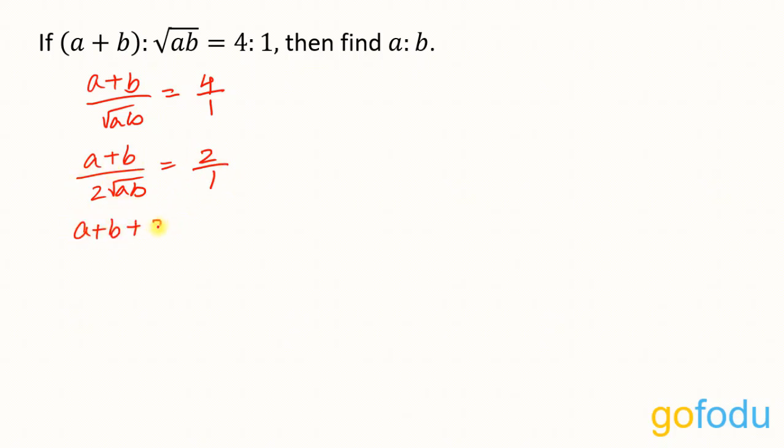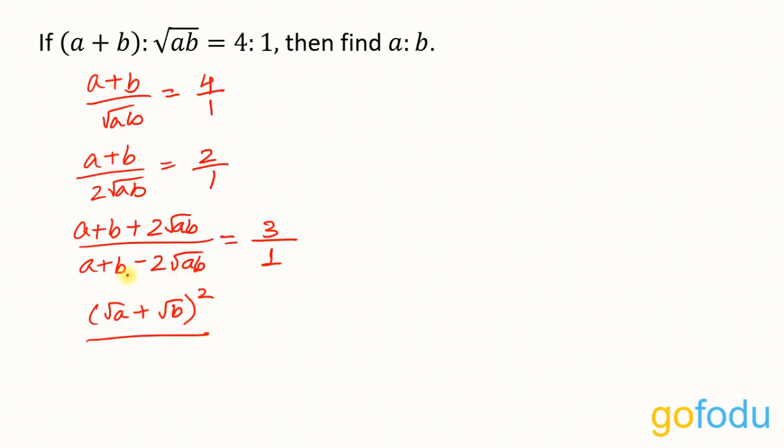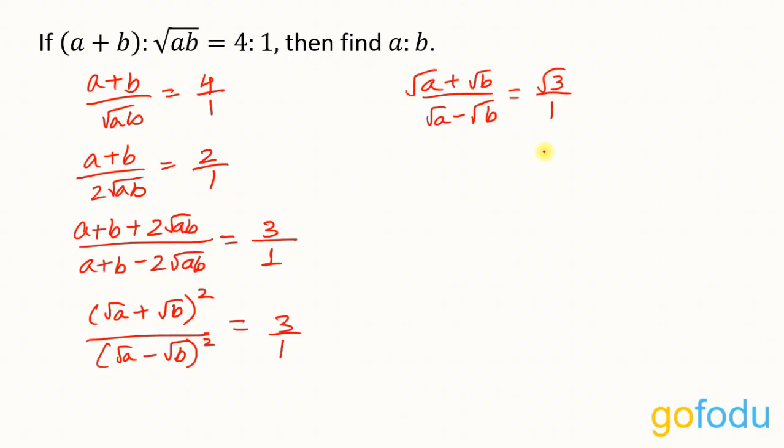(a + b + 2√ab) upon (a + b − 2√ab) is equal to (2 + 1) upon (2 − 1), that is 3 upon 1. So this is (√a + √b) whole square, and this is (√a − √b) whole square, which is equal to 3 upon 1. Take square root on both the sides, we'll get (√a + √b) upon (√a − √b) is equal to √3 upon 1.